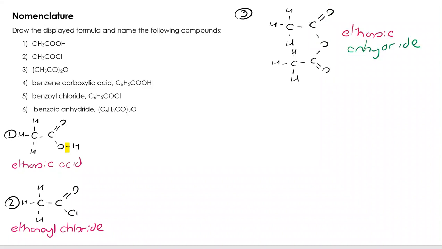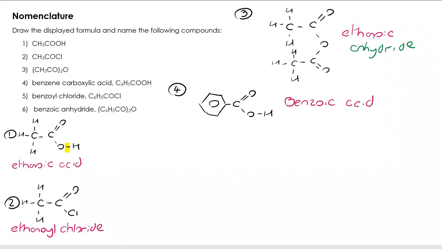So ethanoic anhydride right there. Okay, let's take a look at number 4, which is benzene carboxylic acid. So hopefully you're familiar with the aromatic work from other topics. We've got our benzene ring with a COOH coming off there. And that's alternatively known as benzoic acid.